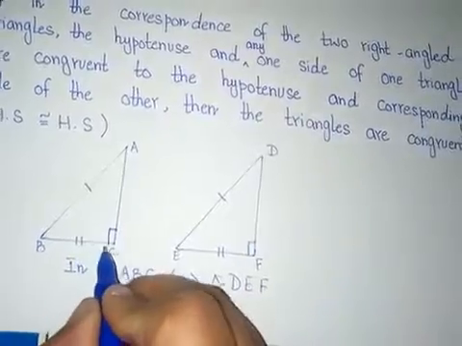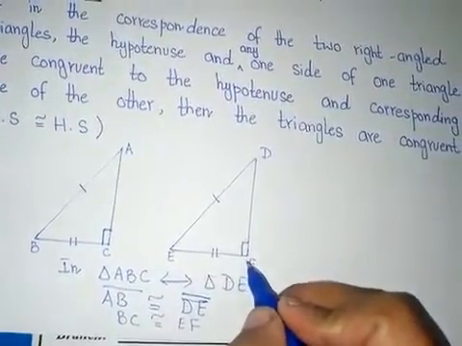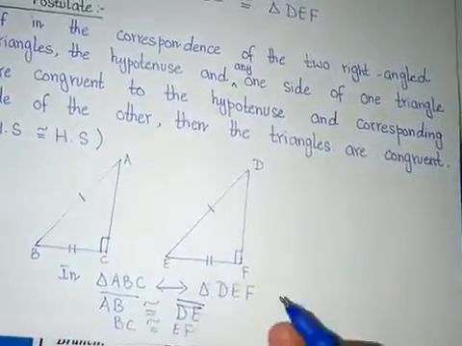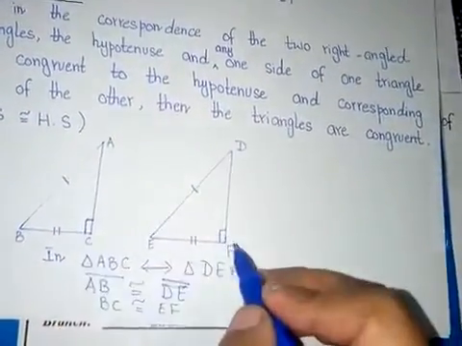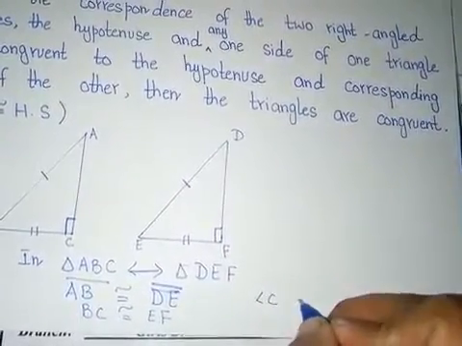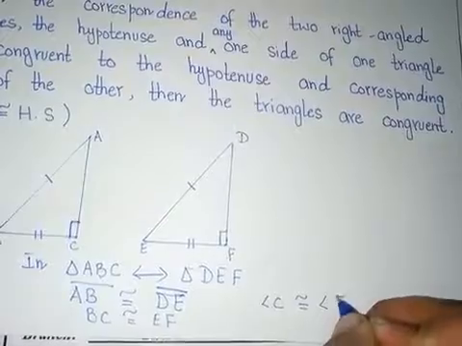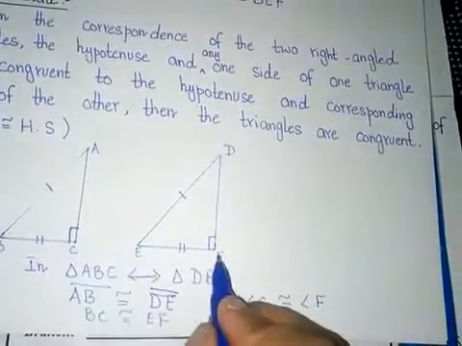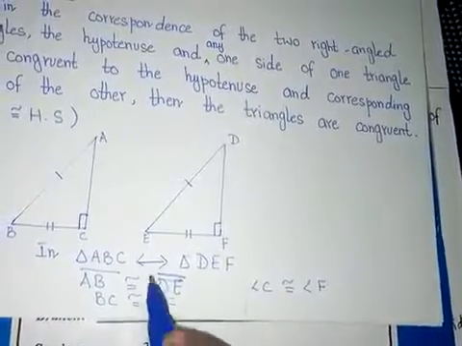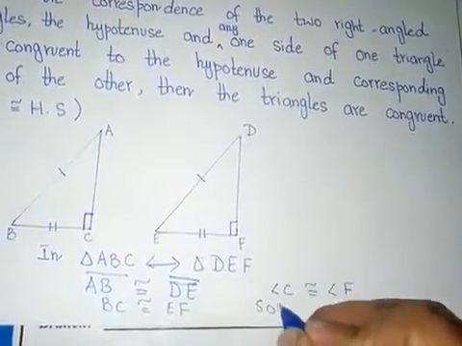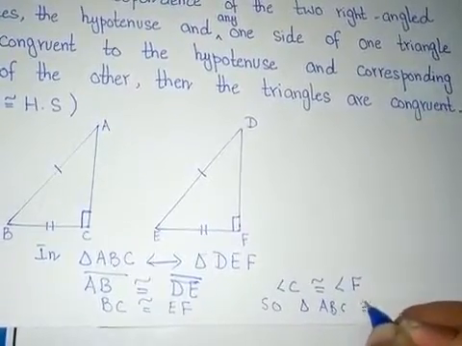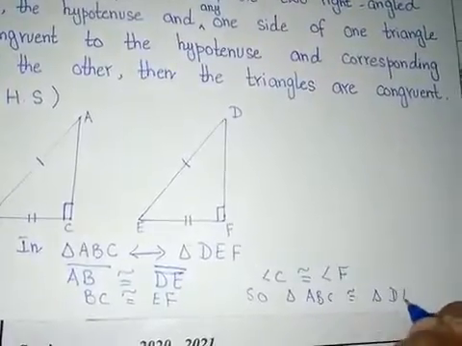This angle C is 90 degree, this angle F is 90 degree. As both of these are right angle triangles, so this is understood. Angle C is congruent to angle F. I will write here, angle C is congruent to angle F, because both of them are of 90 degree. Here you can see that we have made three things congruent. So triangle ABC is congruent to triangle DEF.